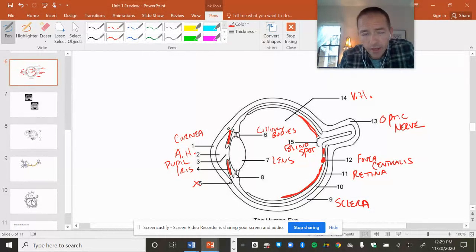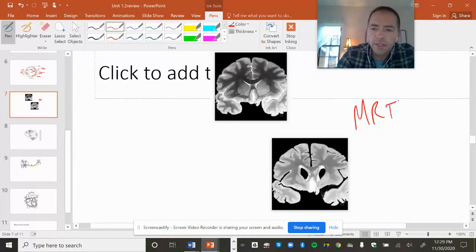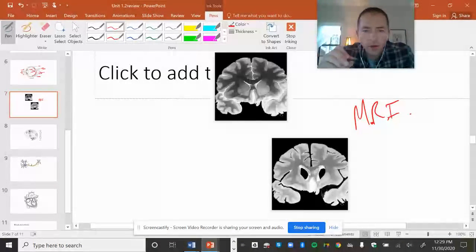Speaking of brains, another element of our units is looking at things like this, which are MRIs, magnetic resonance images. So this is showing soft tissue, the different densities found within soft tissue, specifically the cerebrum of your brain, that's the upper part of your brain.